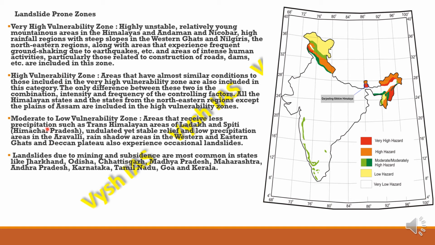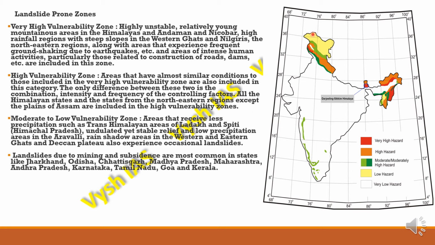Then we have the moderate to low landslide prone zone. So areas that receive less precipitation or rainfall, such as the trans-Himalayan areas of Ladakh and Himachal Pradesh, and also undulated yet stable relief and low precipitation areas in the Aravalis, and rain shadow areas in the western and eastern Ghats of the Deccan Plateau. They experience occasional landslides. So landslides occur even due to mining and subsidence, which are most common in states like Jharkhand, Odisha, Karnataka, Andhra Pradesh, Tamil Nadu, Goa, Kerala, Chhattisgarh, Madhya Pradesh and Maharashtra.